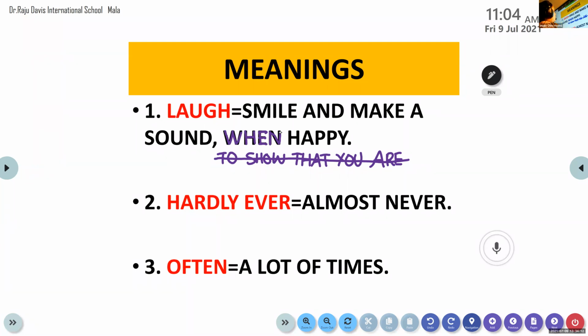So the meaning of laugh will be smile and make a sound when happy. Smile and make a sound when happy. Eric Saji, be attentive in the session. Okay, ma'am. Show me the book where you have made the change. What page? Page number 11.